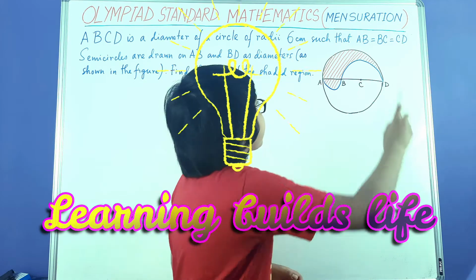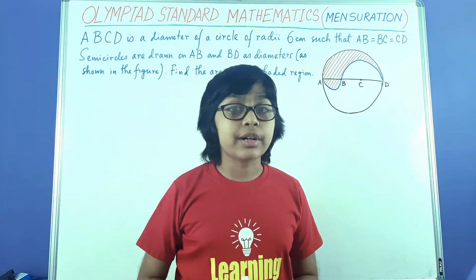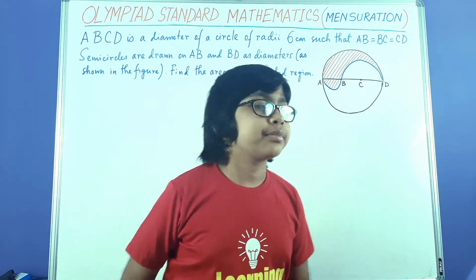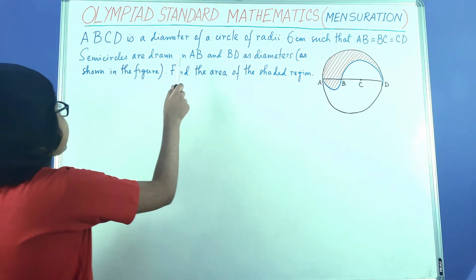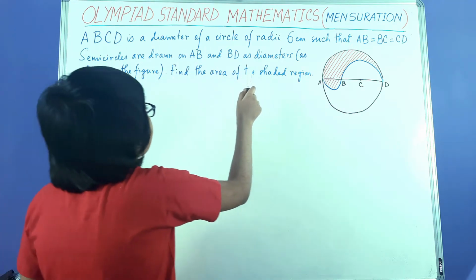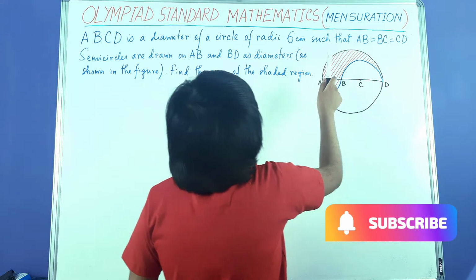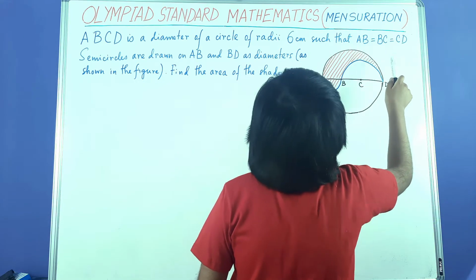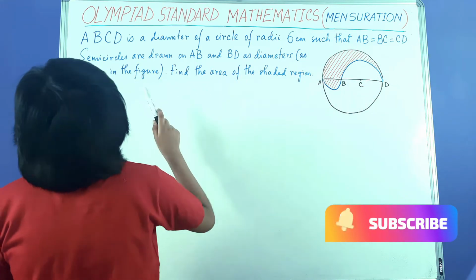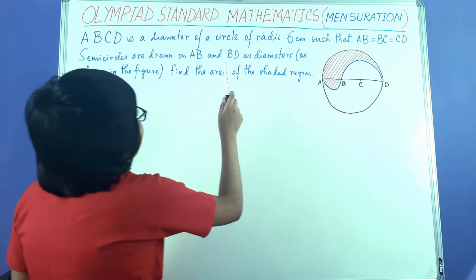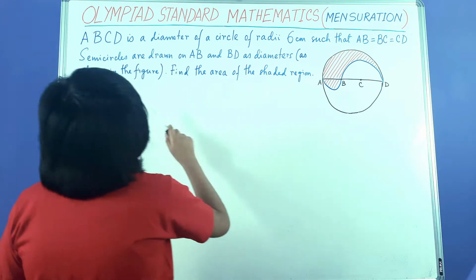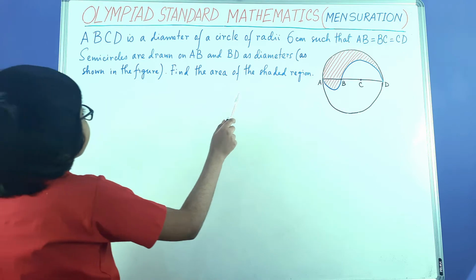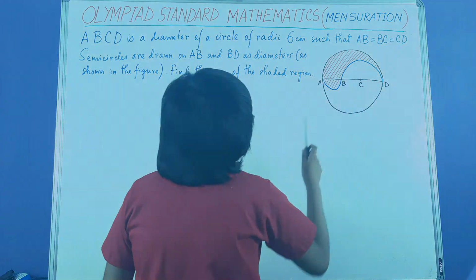The topic is mensuration. I'm going to read the sum before we can begin. ABCD is a diameter of a circle of radius 6 centimeters, such that AB equals BC equals CD. Semicircles are drawn on AB and BD as diameters, as shown in the figure. Find the area of the shaded region.